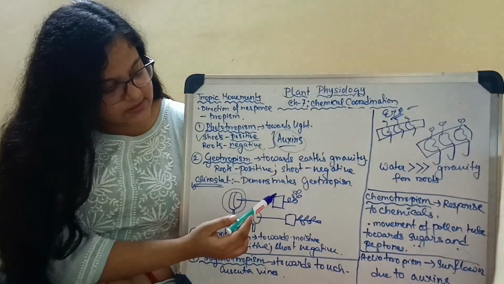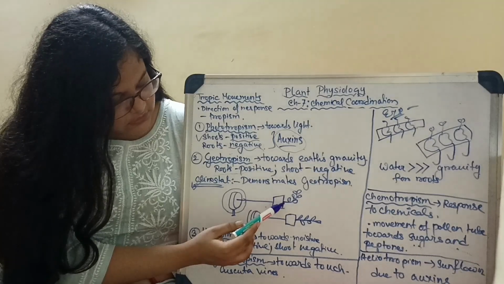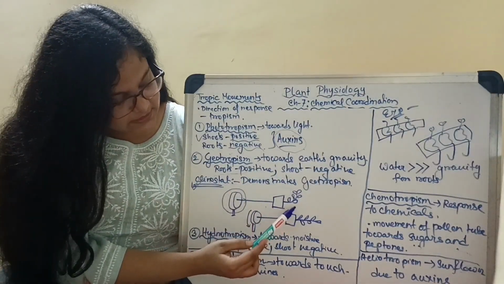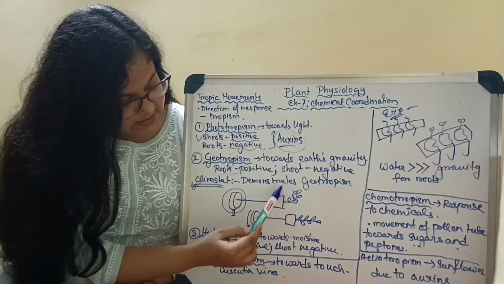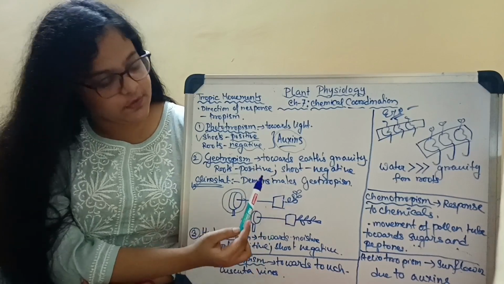Okay. Now why does that happen? That happens because of the force of gravity. Now the force of gravity means the shoot is negatively geotropic. That means it will always go away from the gravity.